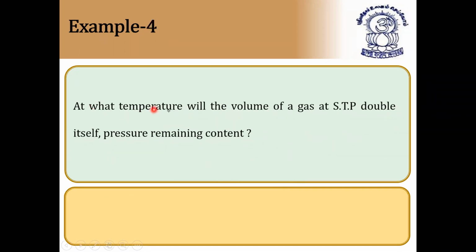At what temperature will the volume of a gas at STP double itself, pressure remaining constant? Here it says content, but it is a printing mistake. It is pressure remaining constant. So again, this is an application of Charles' law.